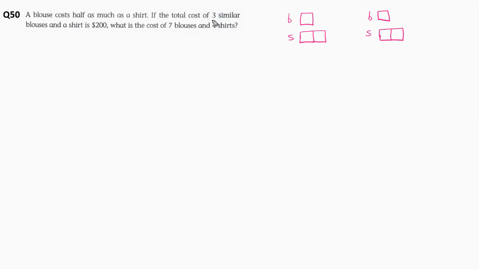And they say if the cost of three similar blouses, i.e., blouses that cost the same, and a shirt is $200, okay, what's the cost of these? So it's giving us a value. Right, let's draw it. So three blouses and a shirt. So a blouse is going to be one block. So let's say that's blouses, and we've got three blouses. So one, two, three. That represents three blouses. Okay. And then one shirt. Okay. And that's two of these blocks. Okay. So all of these parts represent the same amount of money, the same value. And all of that costs 200.